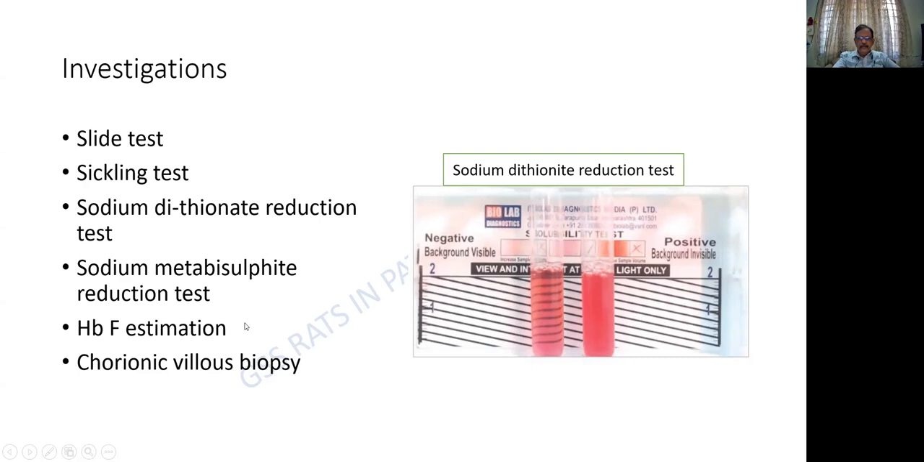Hemoglobin F estimation that can be done in a case of electrophoresis because this is protective. Chorionic villus biopsy. Any congenital disorders, we can ask for a chorionic villus biopsy. Even the Down syndrome is another example. So these are all the other investigations: hemoglobin estimation, peripheral smear findings, Vaseline test, other reduction test, hemoglobin F estimation, chorionic villus biopsy.